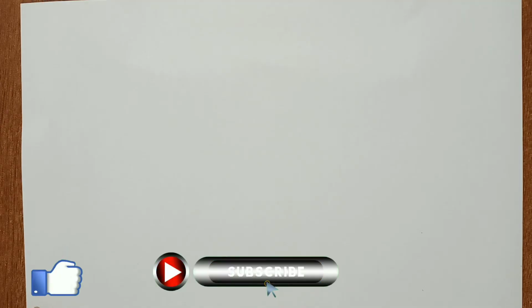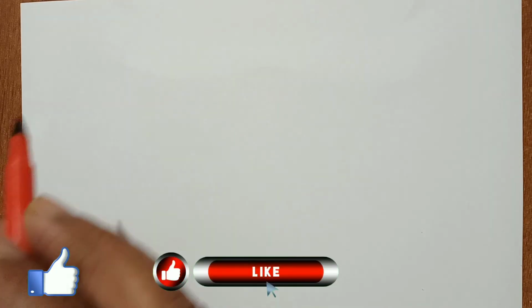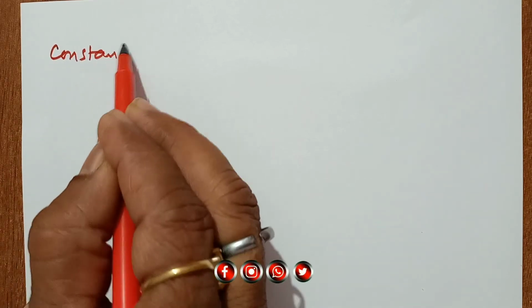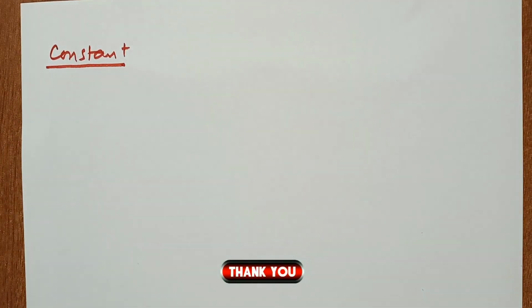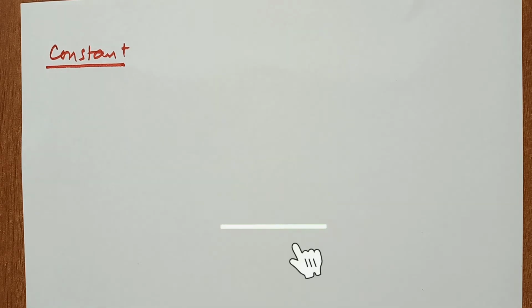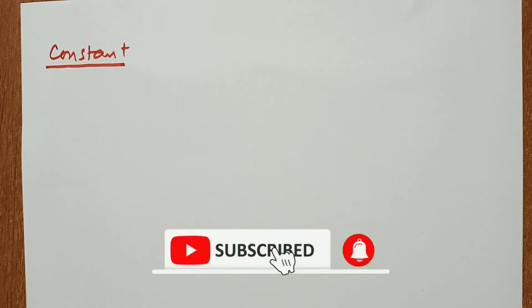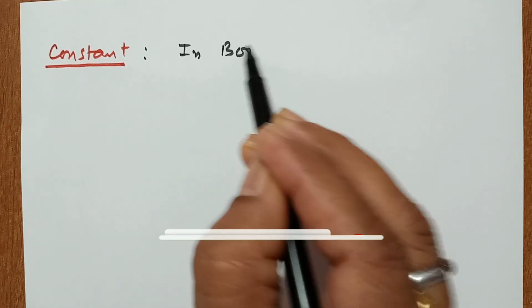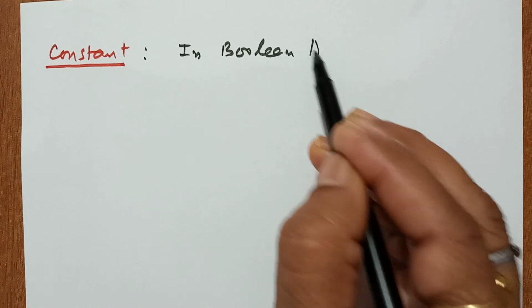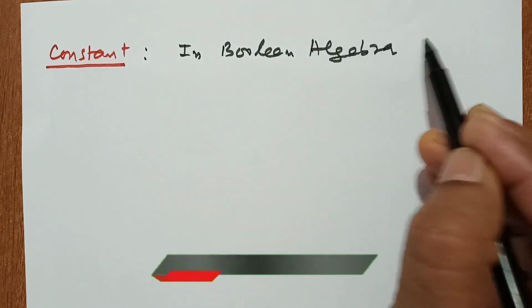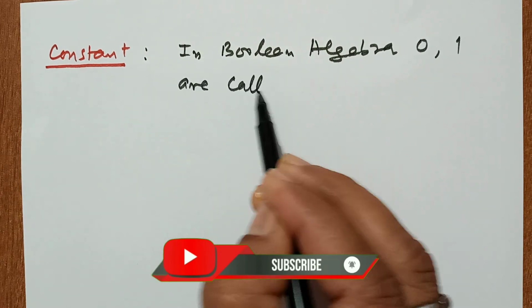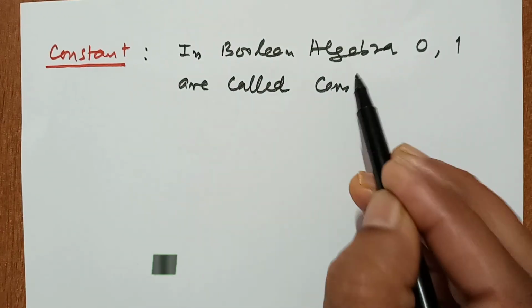Basic definitions in Boolean algebra. Okay, so what is a constant? In Boolean algebra, 0 and 1 are called constants.